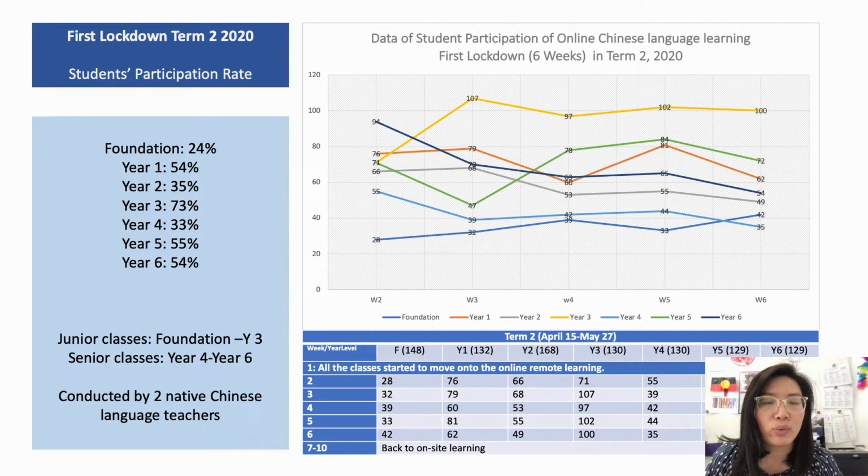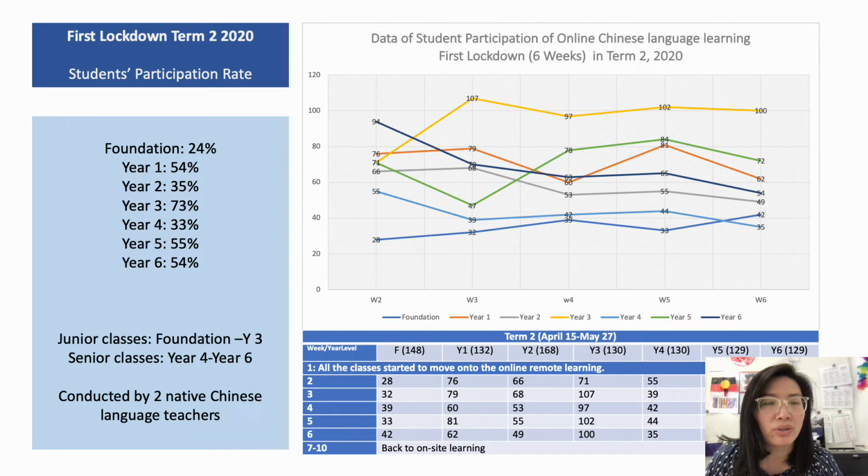Over the 6 weeks of lockdown, the participation rate of the work provided online was relatively low. With the foundation students, we only had 24% of children get online doing their Chinese work. The impressive percentage was in year 3: 73% of students got online doing their Chinese work.